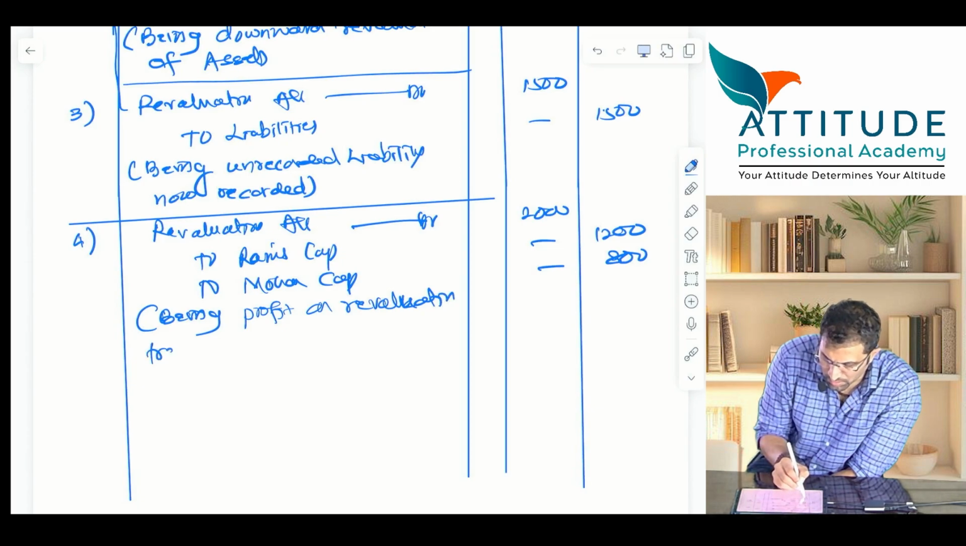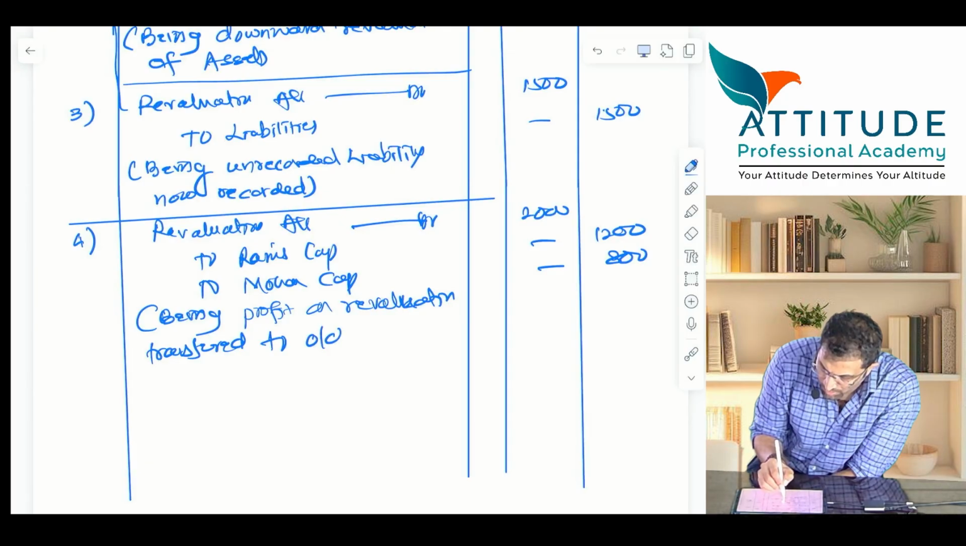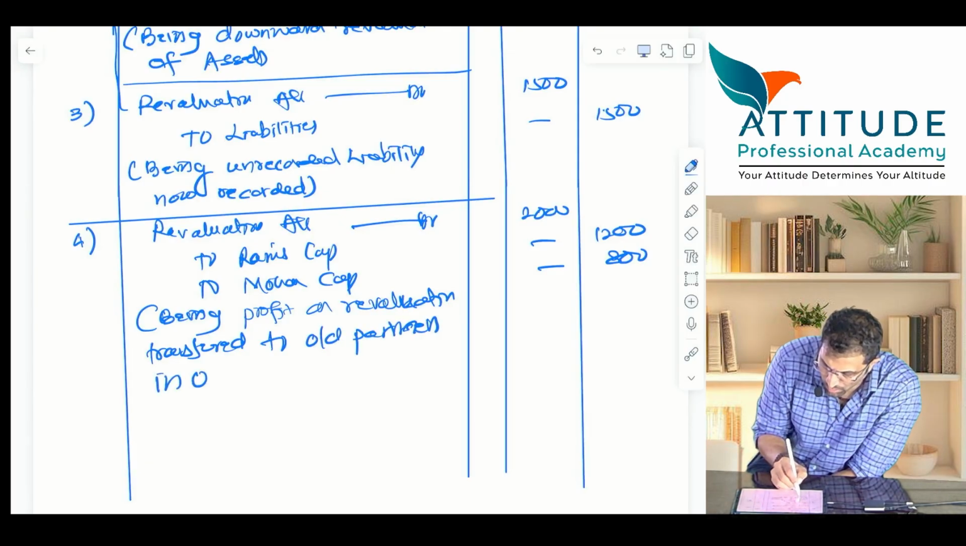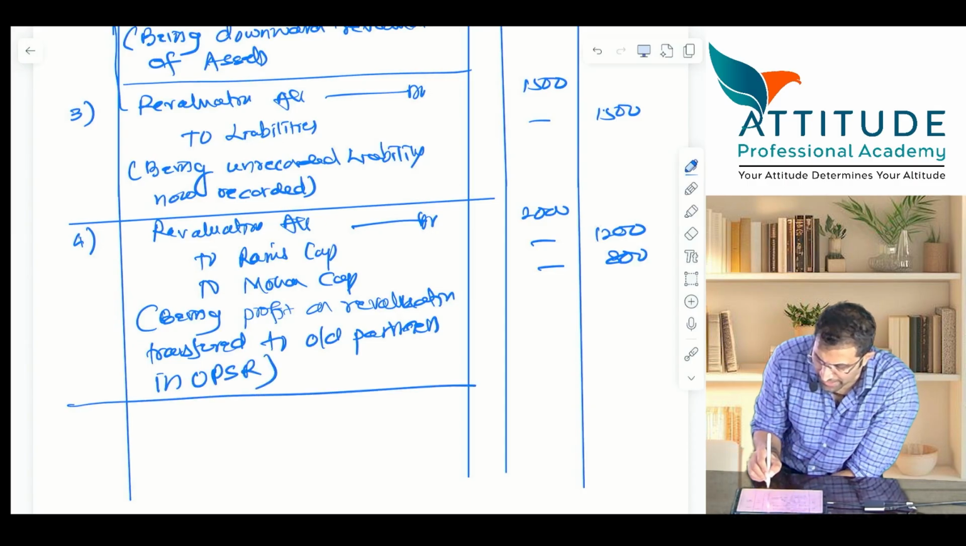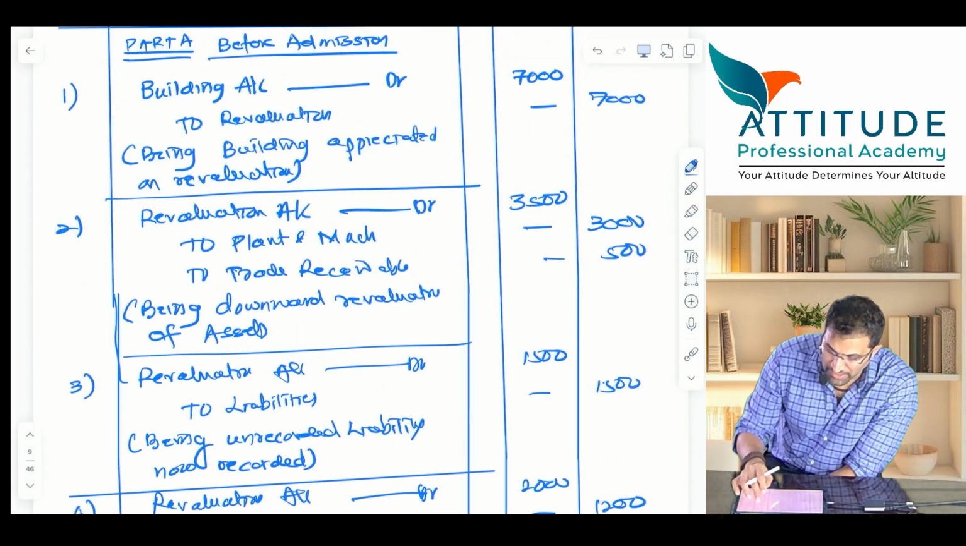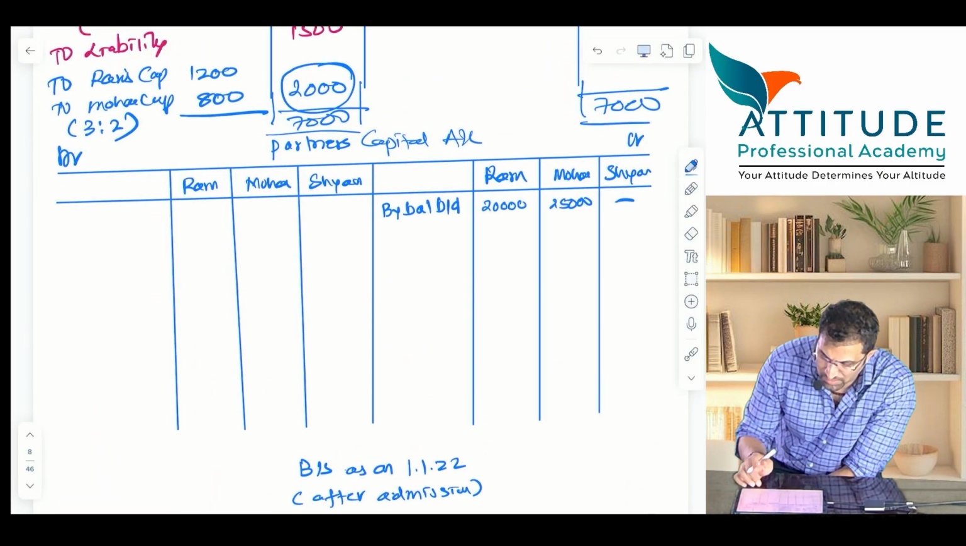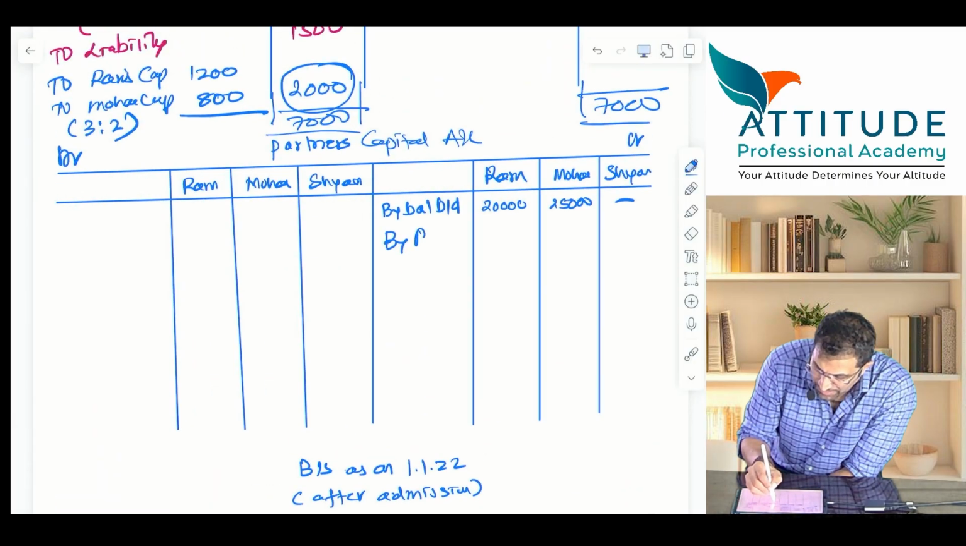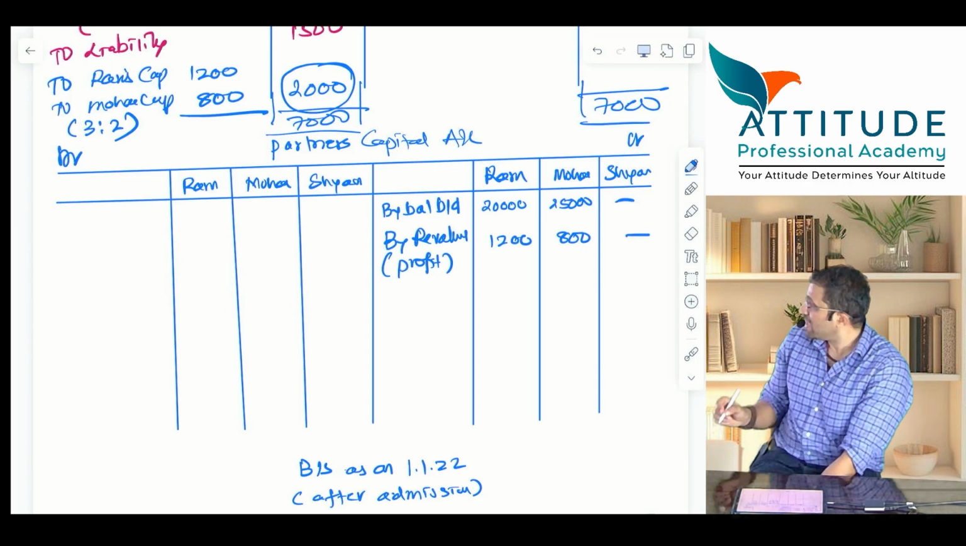transferred to whom? Old partners in old profit sharing रेशियो. हो गया. बीइंग प्रॉफिट ऑन रीवैल्यूएशन ट्रांसफर टू ओल्ड पार्टनर्स इन ओल्ड प्रॉफिट शेयरिंग रेशियो. पुट इट इन कैपिटल अकाउंट. कैपिटल अकाउंट में आ जाओ. बाय रीवैल्यूएशन अकाउंट इन ब्रैकेट प्रॉफिट, इन द कॉलम ऑफ राम 1,200, इन द कॉलम ऑफ मोहन 800. शाम के कॉलम में कुछ भी नहीं.